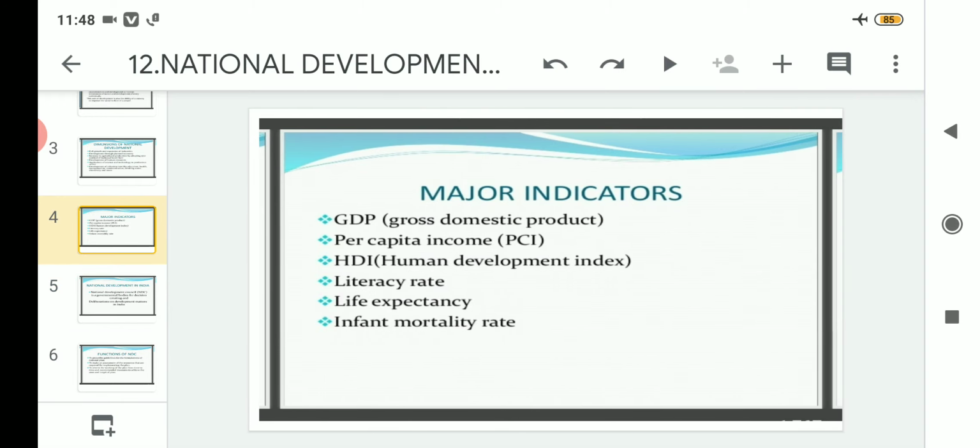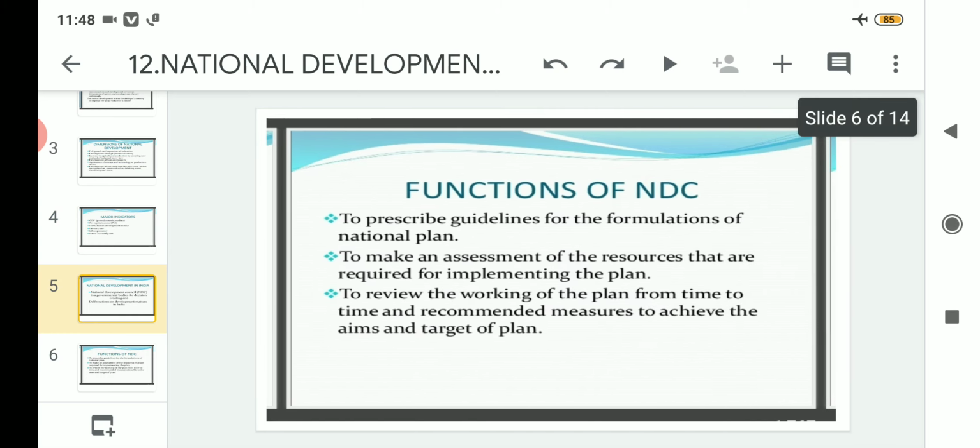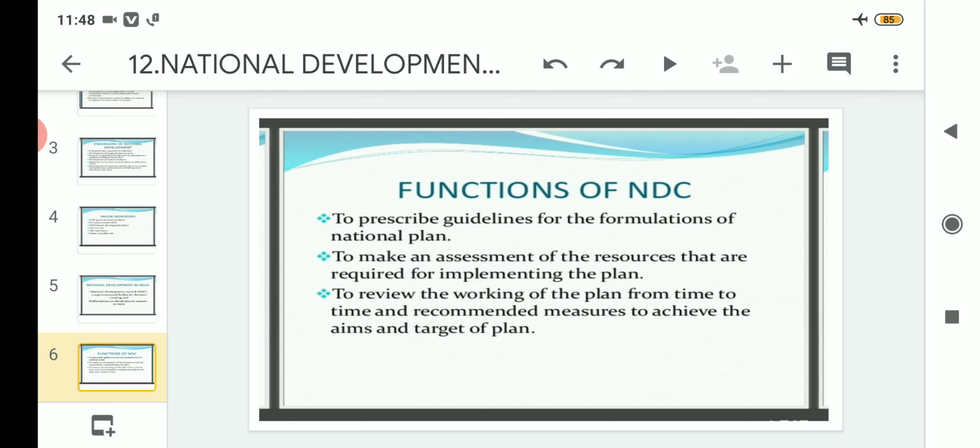Today we have read about the major indicators, which are 6 in number, starting from GDP, per capita income, Human Development Index, literacy rate, life expectancy, and infant mortality rate. After that, we read about the National Development Council, which is purely a government body that works for decision making. It deliberates on developmental matters in India. And lastly, we read about the 3 functions related to the NDC, in which first of all they prescribe guidelines and formulate the national plan.